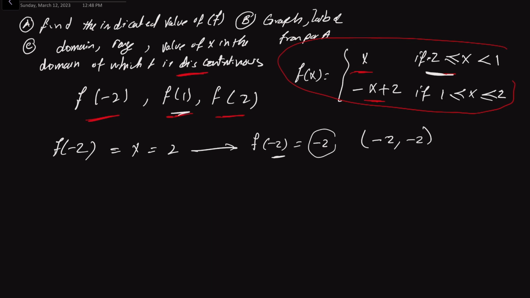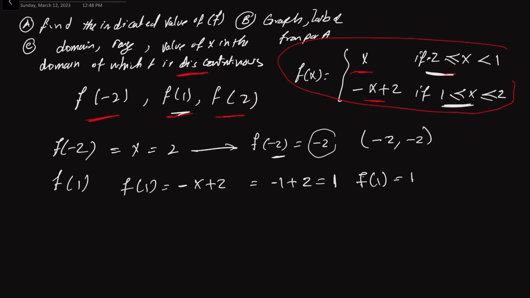Okay, the second point, f of 1. If we look here, in the second expression x is greater than or equal to 1. So f of 1 is equal to negative x plus 2, and we substitute: negative 1 plus 2, which is equal to 1. So f of 1 is equal to 1, and my second point is 1 and 1.